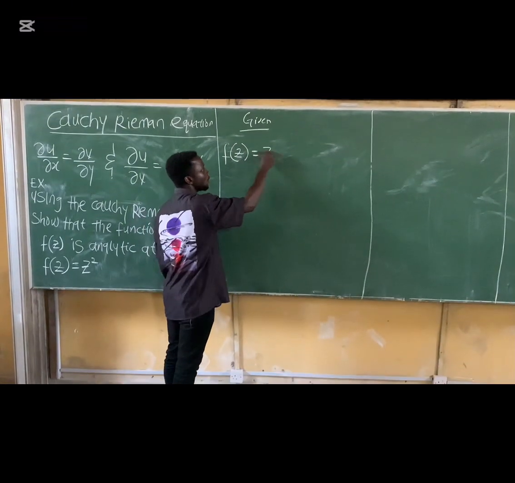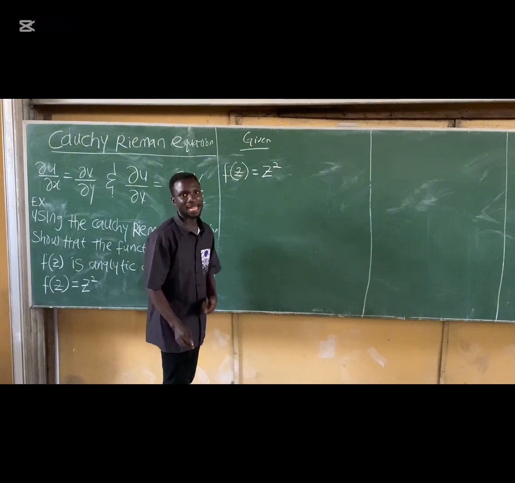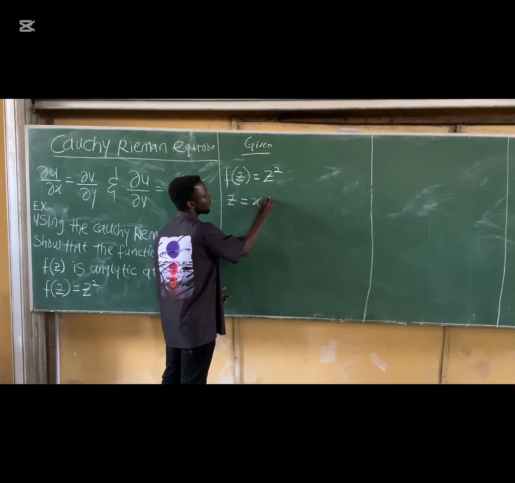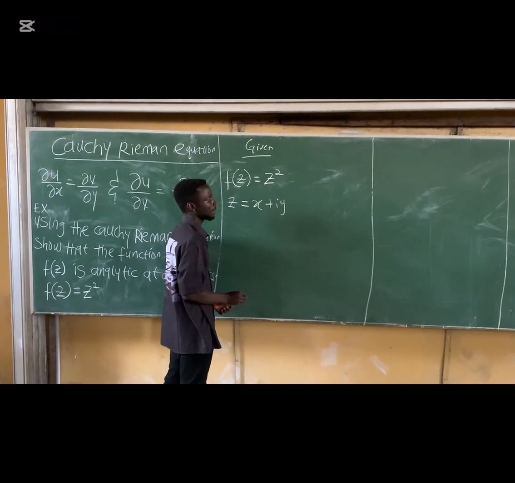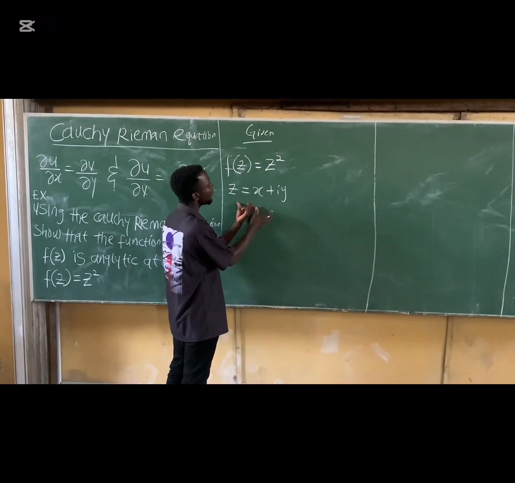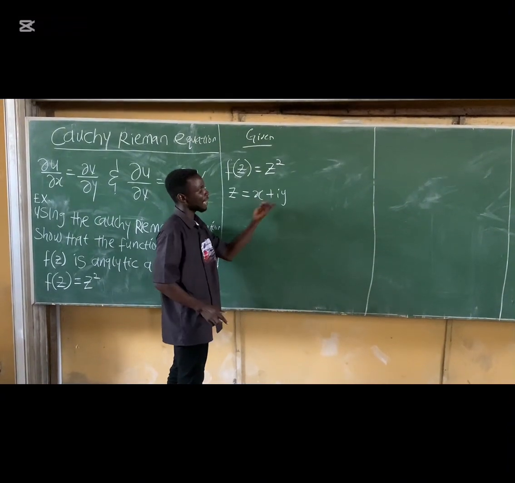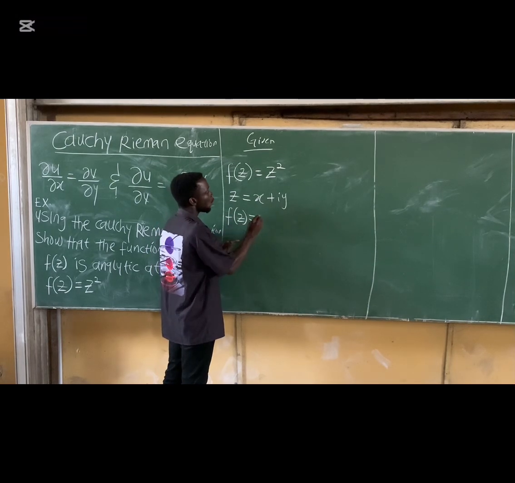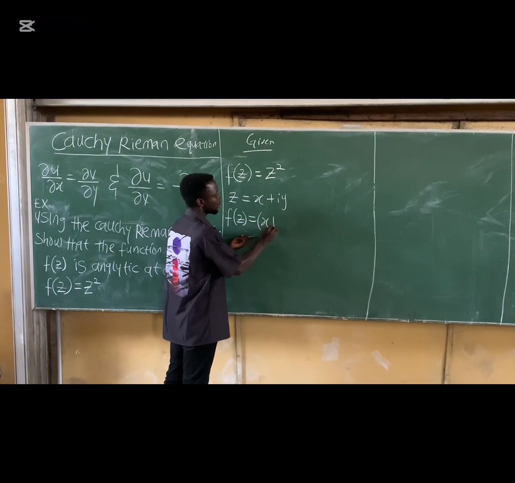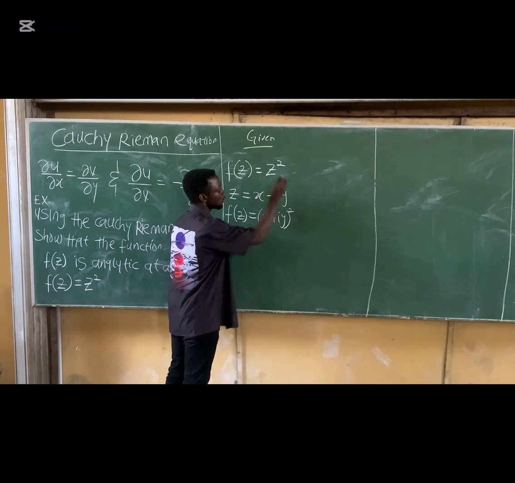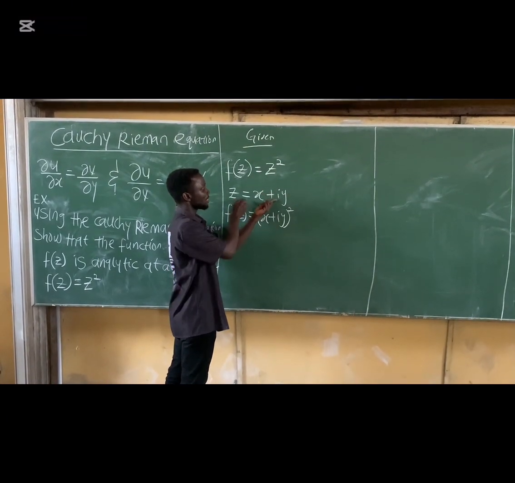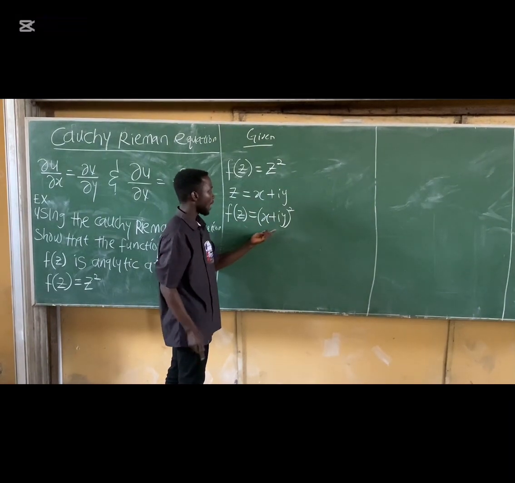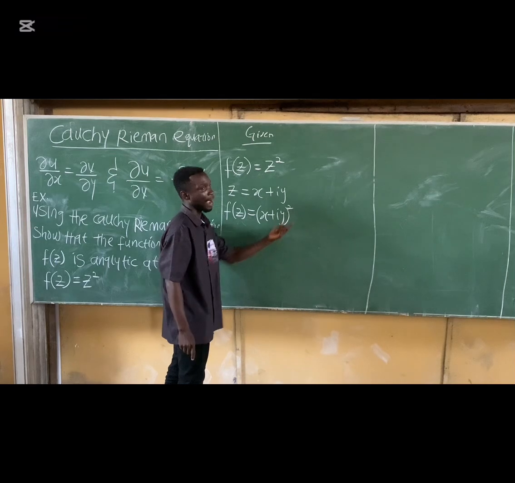is equal to z squared, and we said that for the complex variable, z is equal to x plus iy. Now, if we put z as x plus iy into this function, our f of z will be equal to (x plus iy) all squared. So we put x plus iy in place of z.